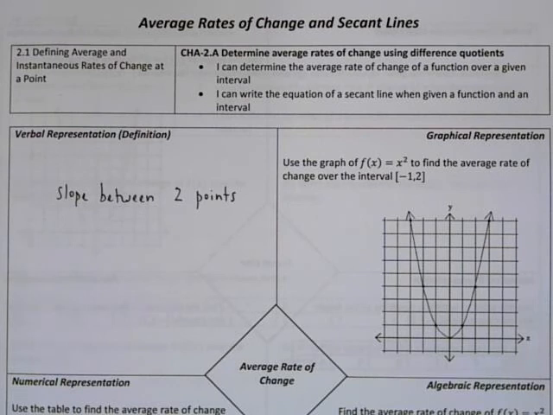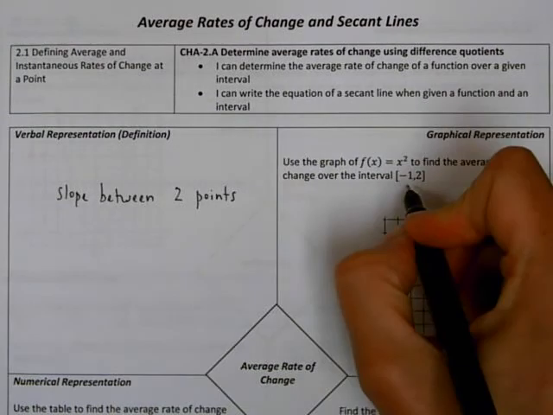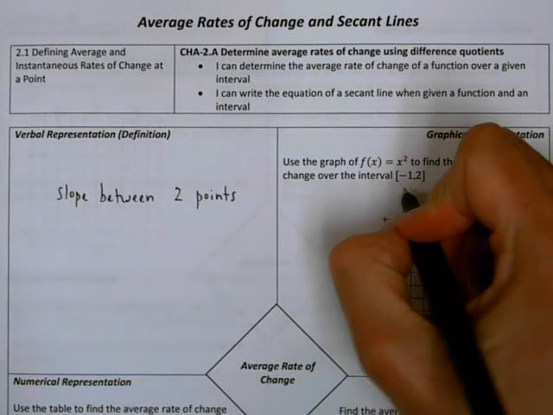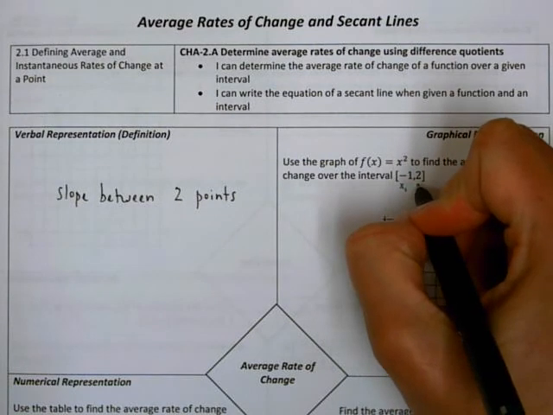Now, graphically, what this looks like. It says use the graph of f of x equals x squared to find the average rate of change over the interval from -1 to 2. Now, the important thing to remember here is this is not a point. This is an interval, right? So it's really saying from one x value to another.